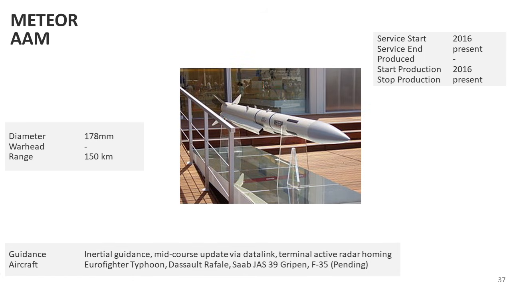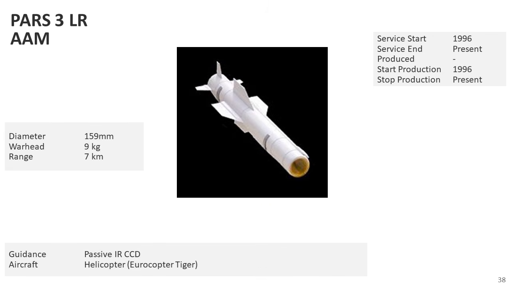Meteor is an active radar-guided beyond-visual-range air-to-air missile developed by MBDA. Meteor offers a multi-shot capability against long-range maneuvering targets and jets, UAVs and cruise missiles in a heavy electronic countermeasure environment with range well in excess of 150 kilometres. The PARS 3LR in German service, also known as the Trigat LR, and AC-3G in French service, is a fire-and-forget missile which can be used against ground or air targets.